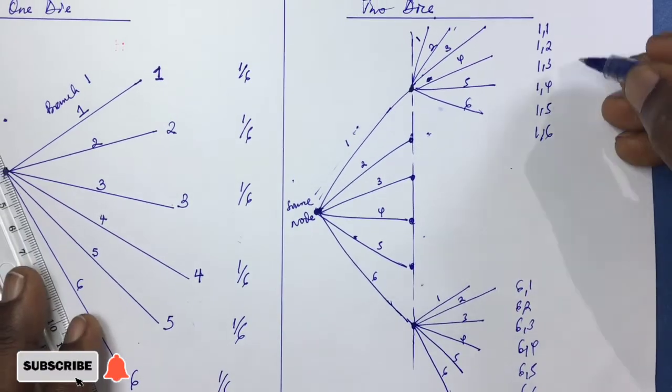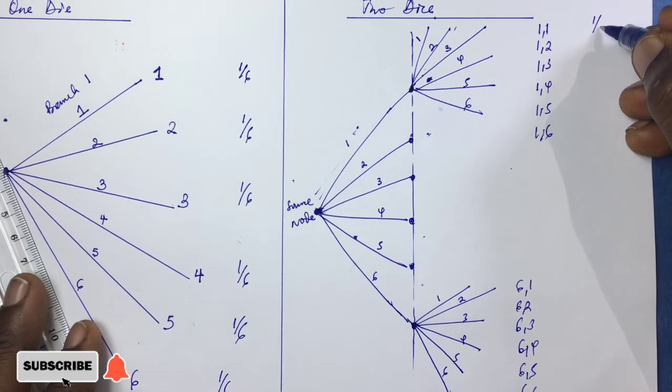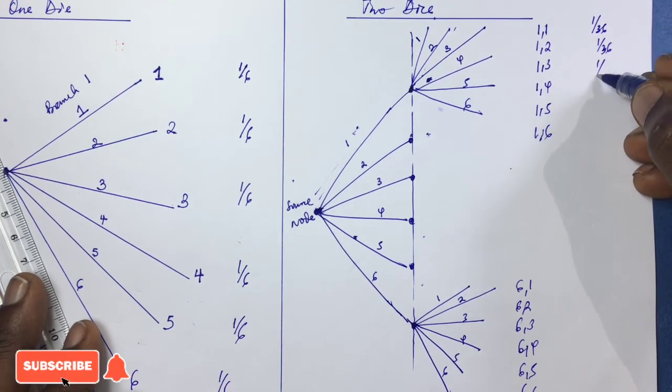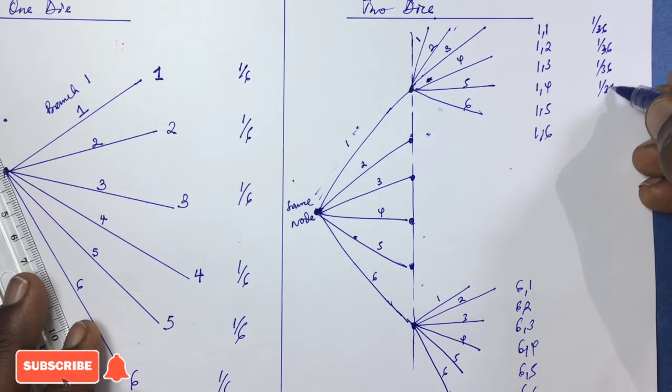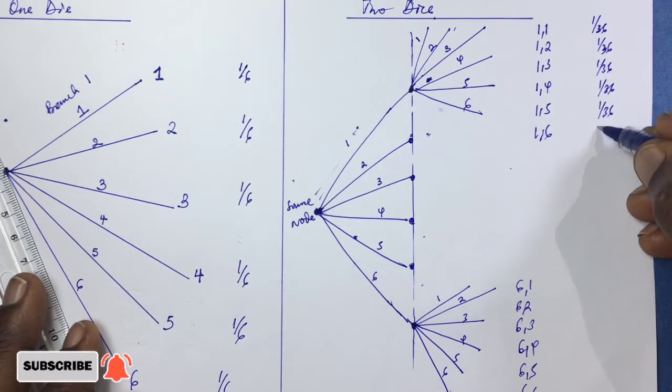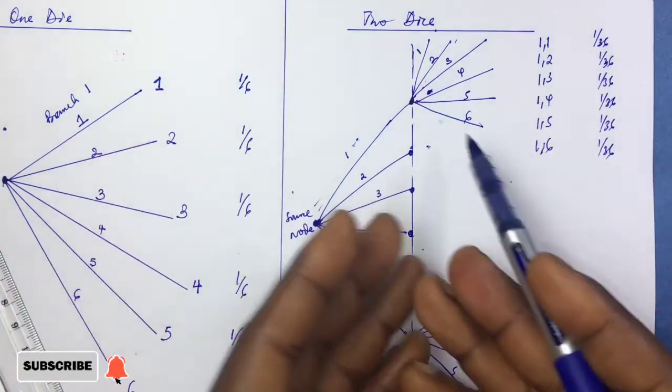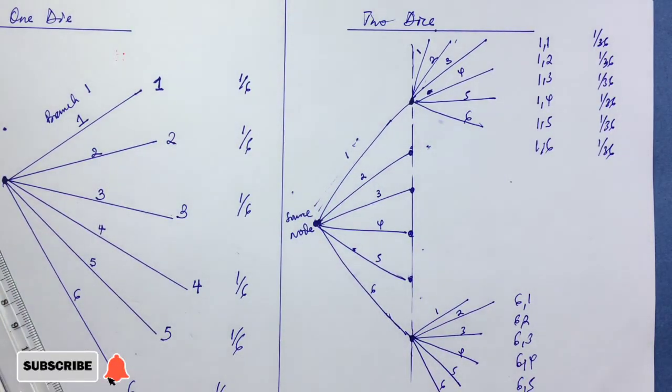Now take note, each of these outcomes will have a probability of 1/36. Now, this is how your probability tree for 2 dice will look like. Okay, so it will display a diagram like this. If you have a wider space, you can try it, and you would assign to each of the outcomes 1/36 as the probability.